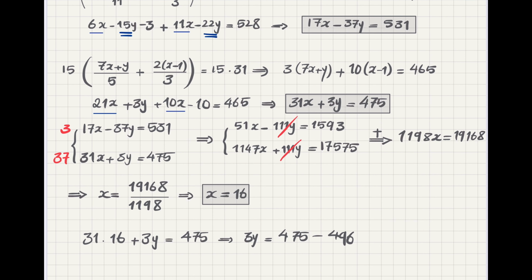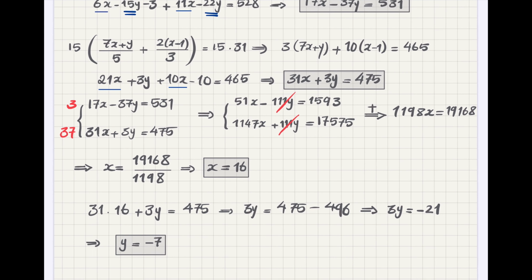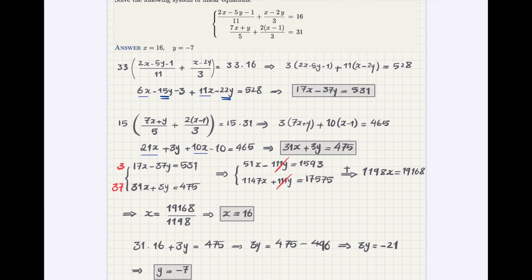Yes, let me check. Yes, that's correct. And then I subtract these two numbers, it becomes negative 21. And then I am looking for y, so I divide by 3, so the answer becomes negative 7. So as was given in the problem, the answer to x should be 16, and the answer to y should be negative 7. Okay?